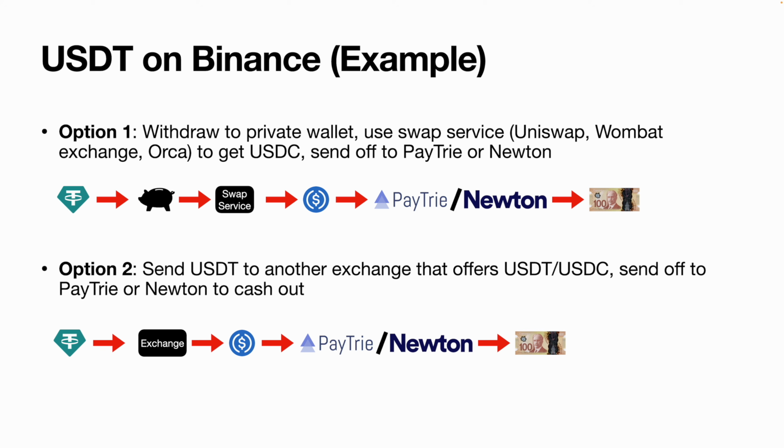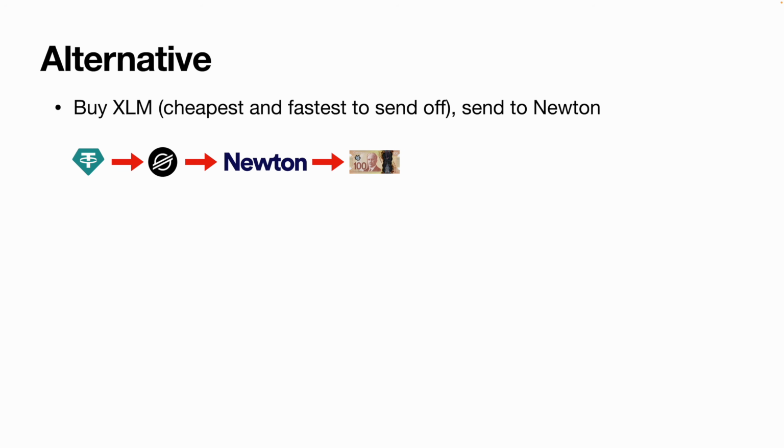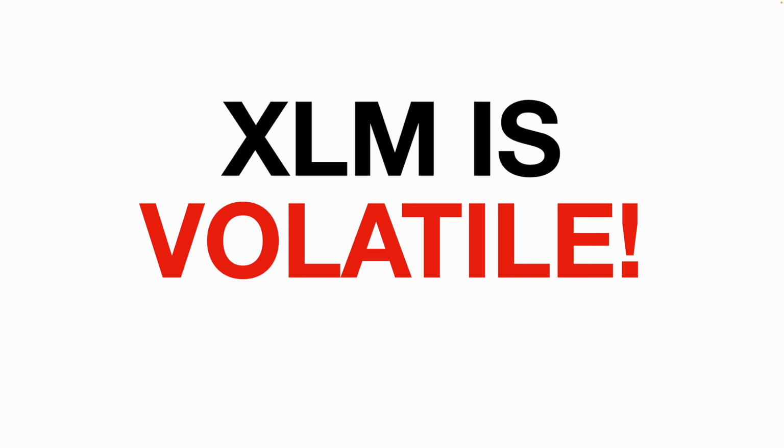A second option would be to send the USDT to another exchange that offers USDT/USDC trade pairs. Once you've got your USDC, you would then send it off to either PayTrie or Newton to then cash out. Alternatively, you could always just buy XLM because it's generally the cheapest and fastest coin to withdraw from an exchange and send with your USDT from the exchange to then send off to Newton to sell and then cash out. Keep in mind though that XLM is volatile, and by the time you cash it out, the value of it can be either significantly lower or higher than what you had bought it for. This is why I don't exactly recommend this method.